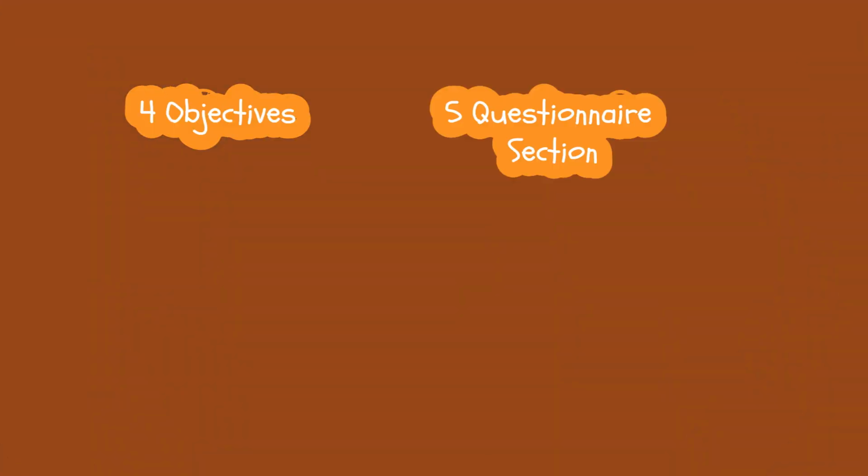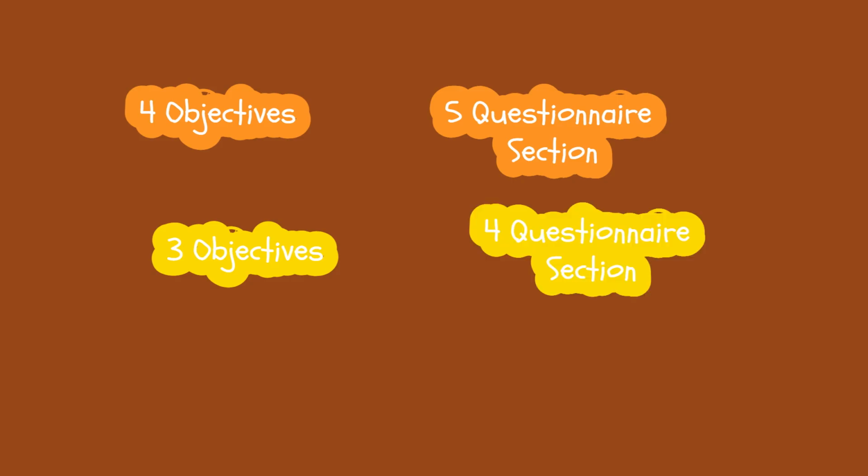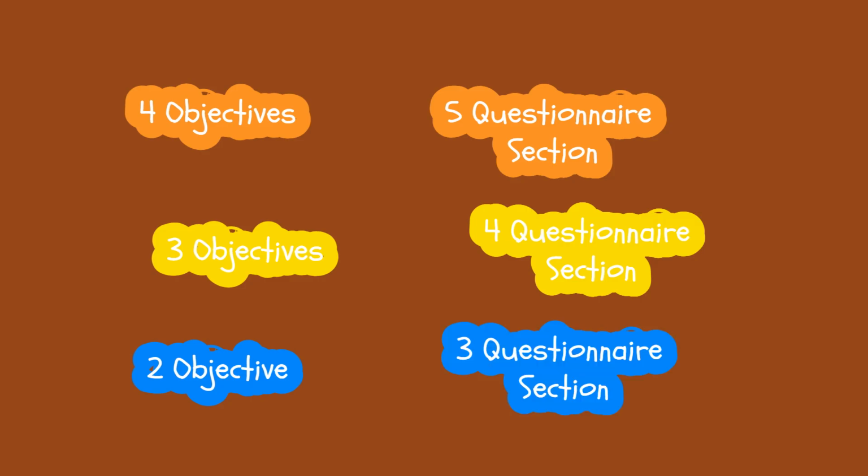Now, I want you to keep something in mind. Your questionnaire is going to have an additional section, and I'm going to explain that in a bit. So what I'm trying to say here is, if you have 4 specific objectives, your questionnaire is going to have 5 sections. If you have 3, your questionnaire is going to have 4 sections. If you have 2, then your questionnaire is going to have 3 sections. Automatically, you are going to have 1 more additional section in your questionnaire.